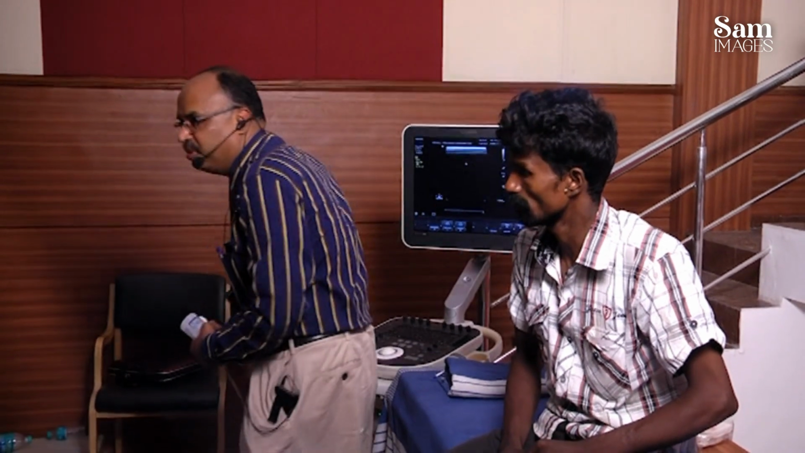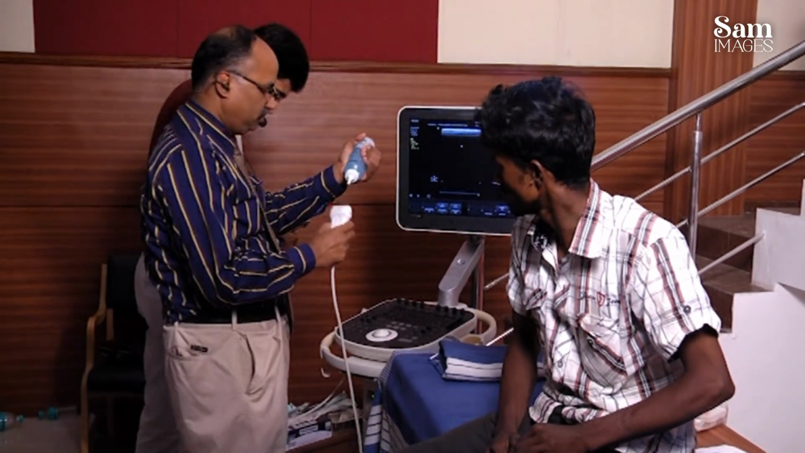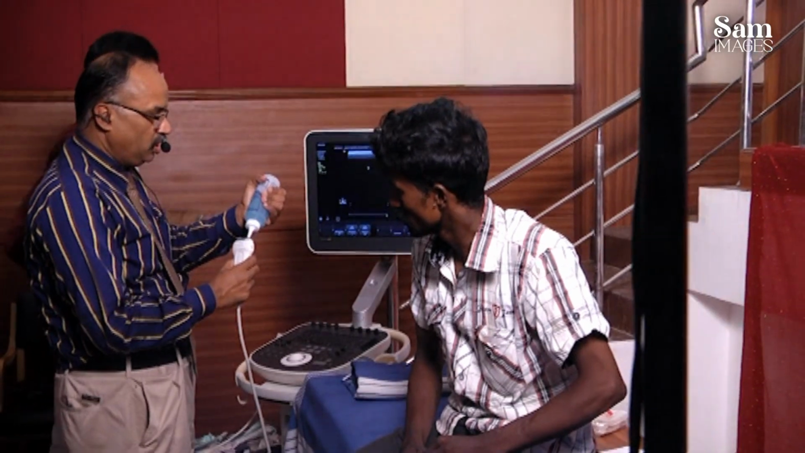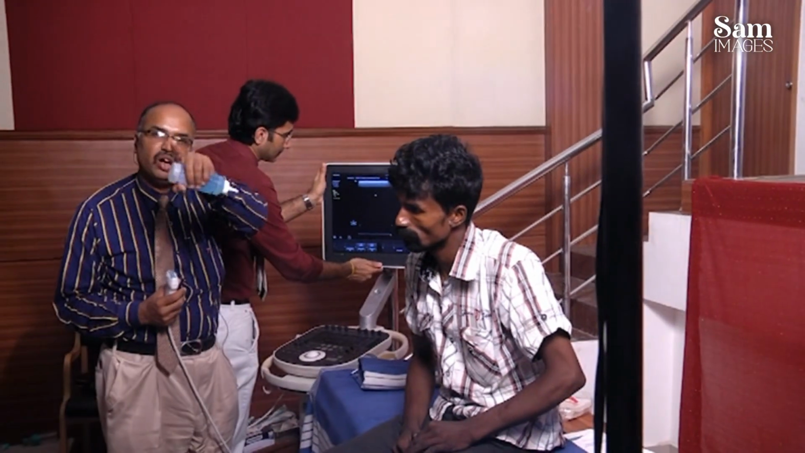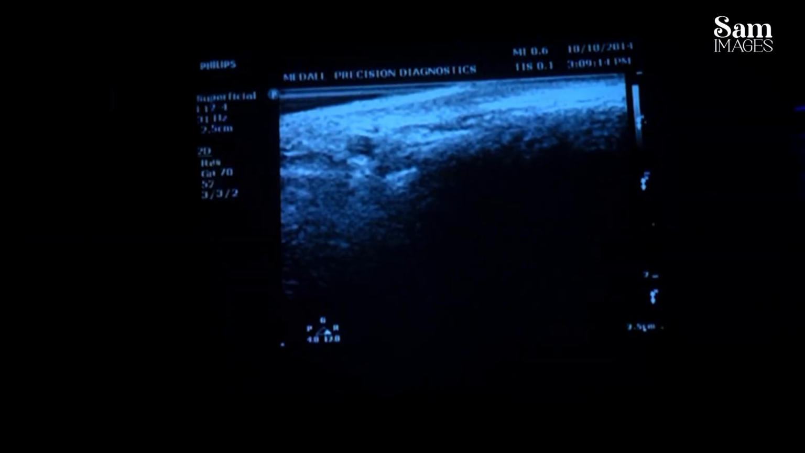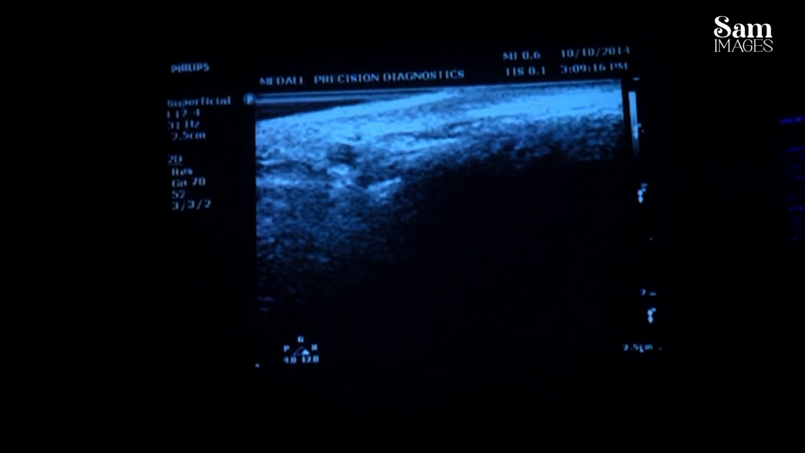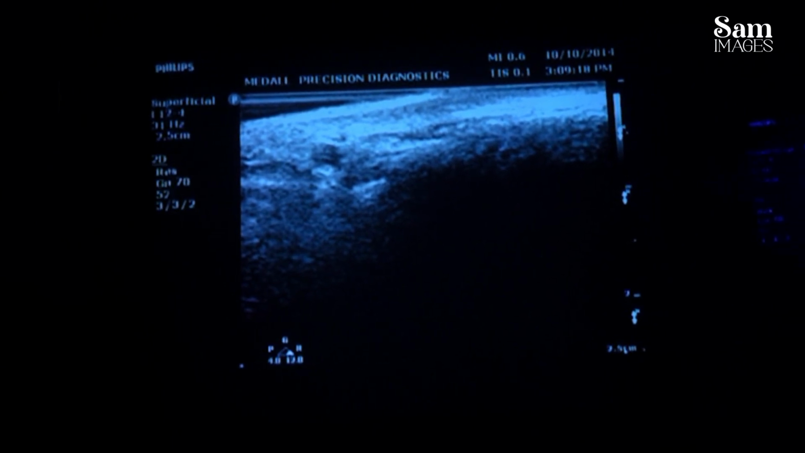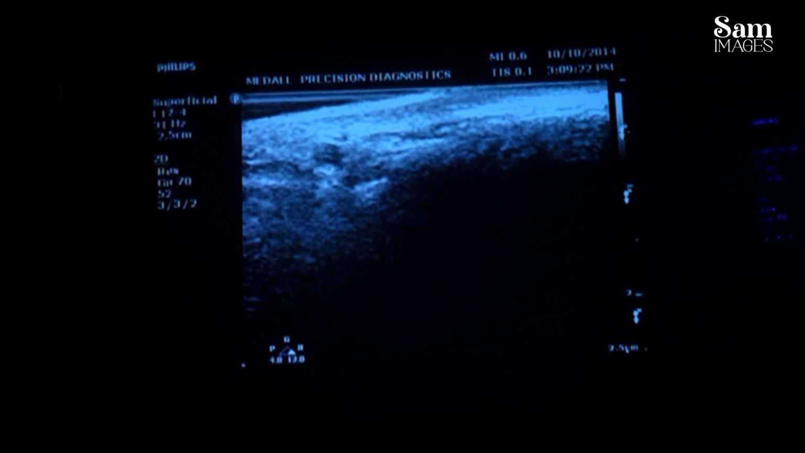Please somebody operate this machine. Now look at this side. In between what you are seeing here, the cursor is not coming. Cursor is not showing. Pointer.